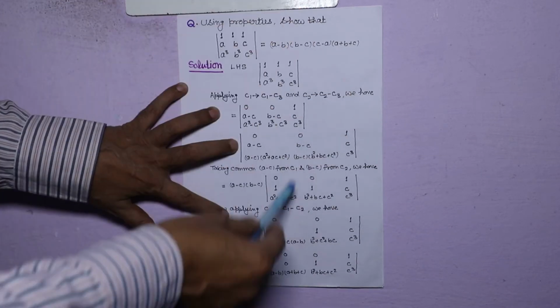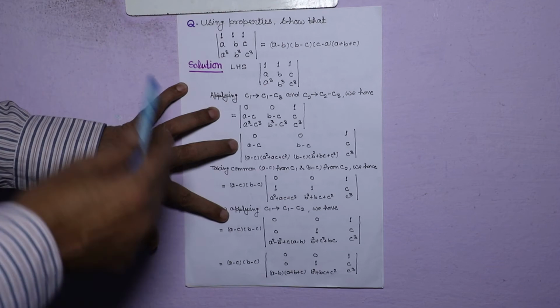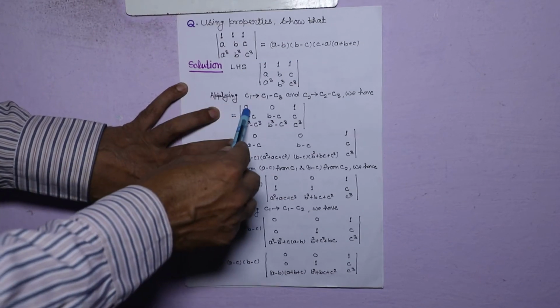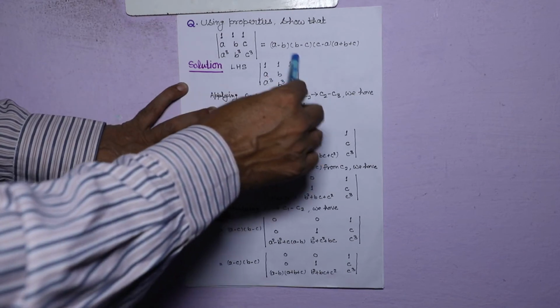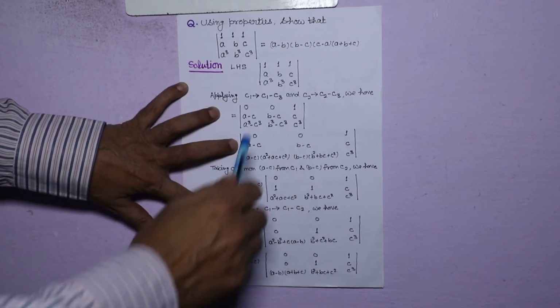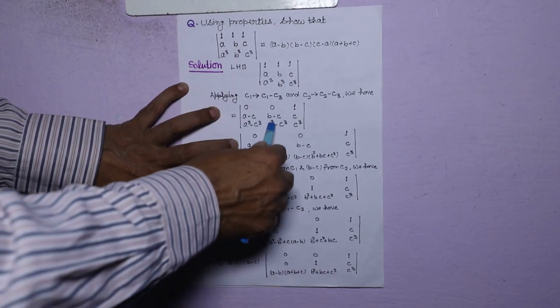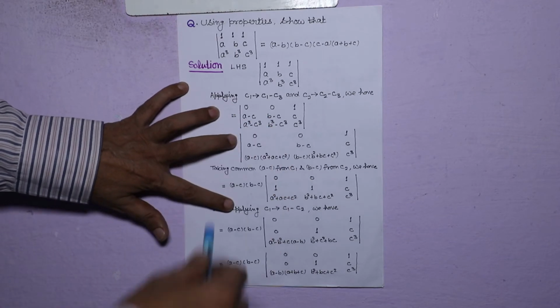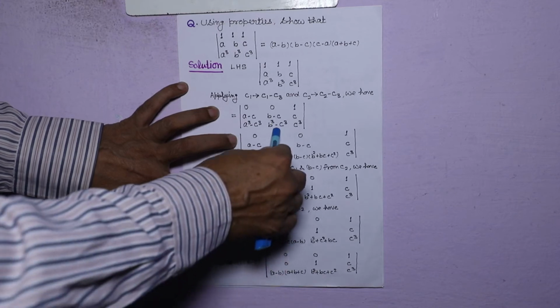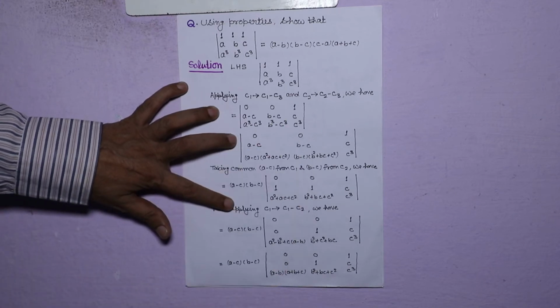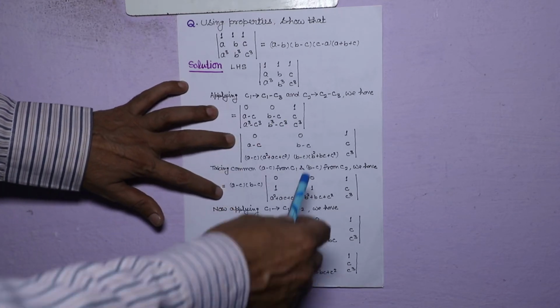Element of third column, they are subtracted in first and second. So what you get? 1 minus 1, 0. A minus C, A cube minus C cube. 1 minus 1, 0. B minus C, B cube minus C cube. The factor of A cube minus C cube is A minus C, A square plus AC plus C square. B cube minus C cube is B minus C, B square plus BC plus C square.